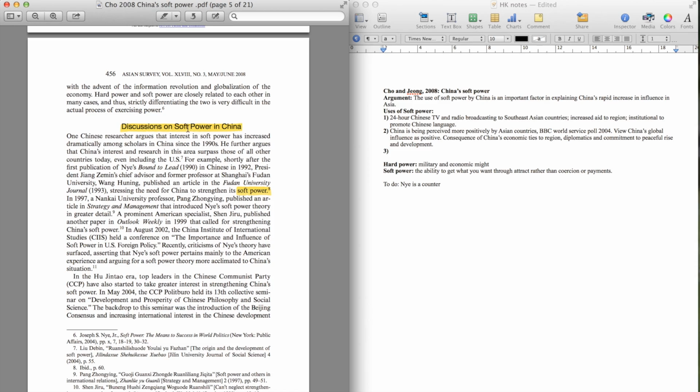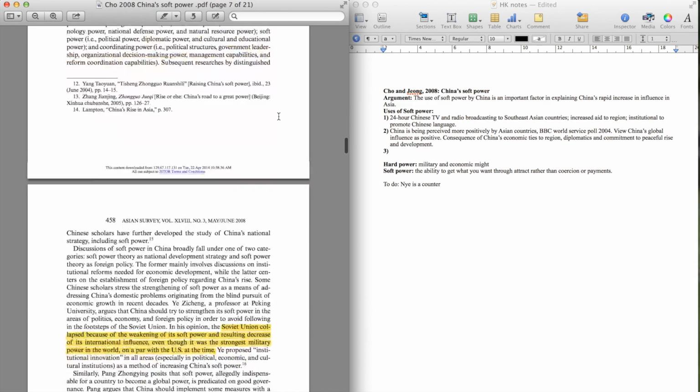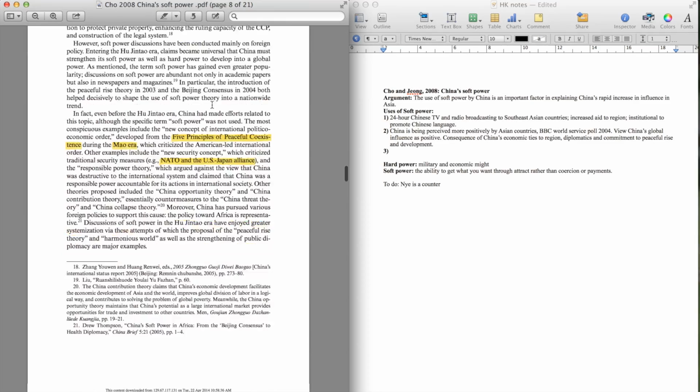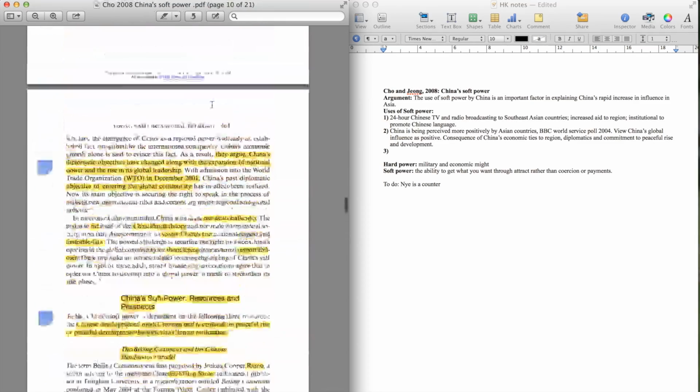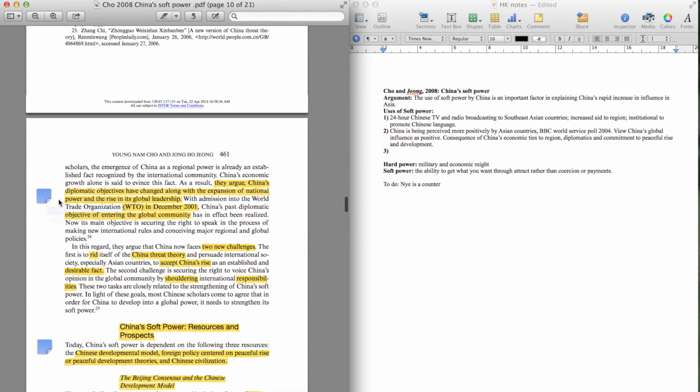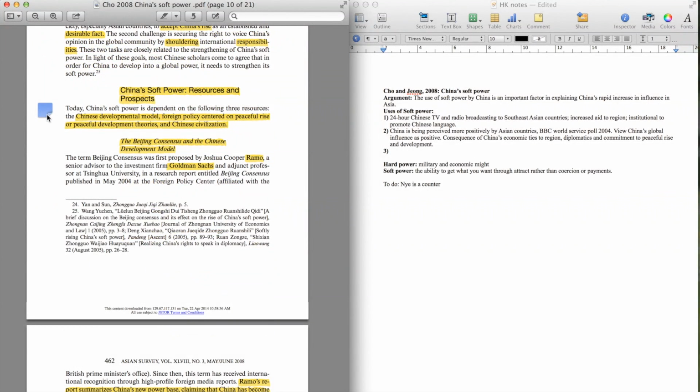Okay, so now the text goes on to discussions of soft power in China. Again, I've highlighted different sections here, so I'd quickly make notes on those things. And I've got loads of signposting here. So I probably quickly note down the fact that China entered the World Trade Organization in 2001, how that helped increase its soft power, how China's development is dependent on 3 factors. Okay, so I'm probably going to want to note down what these 3 factors are in my notes here.